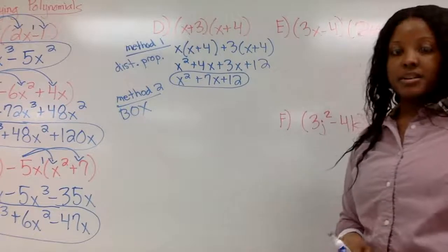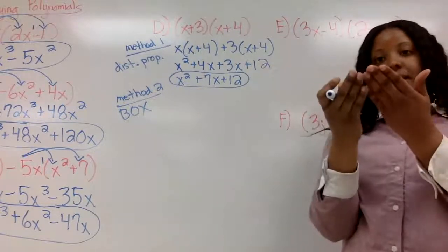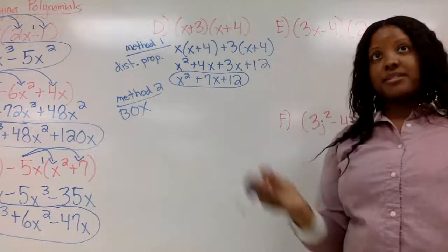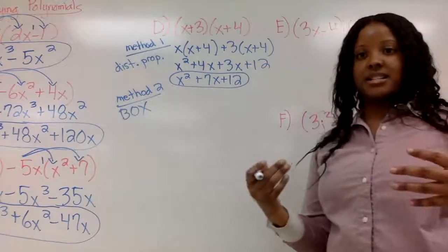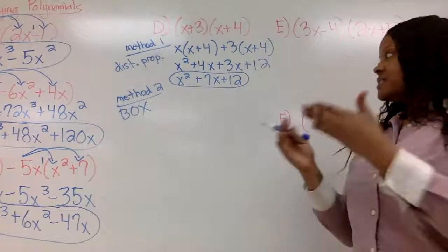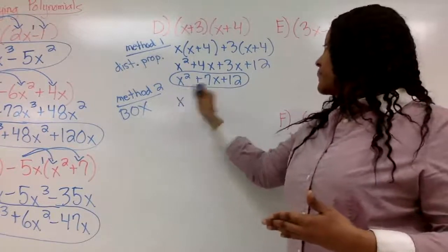When you do the box method, you take your polynomial and you set up like a 2x2 square or a 3x3 square. It's very similar to if you're in science, biology classes, called a Punnett square. So I'm going to set up a 2x2 square.